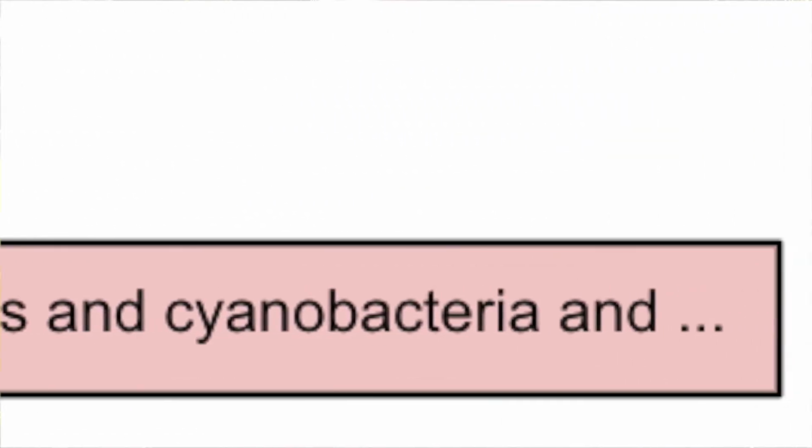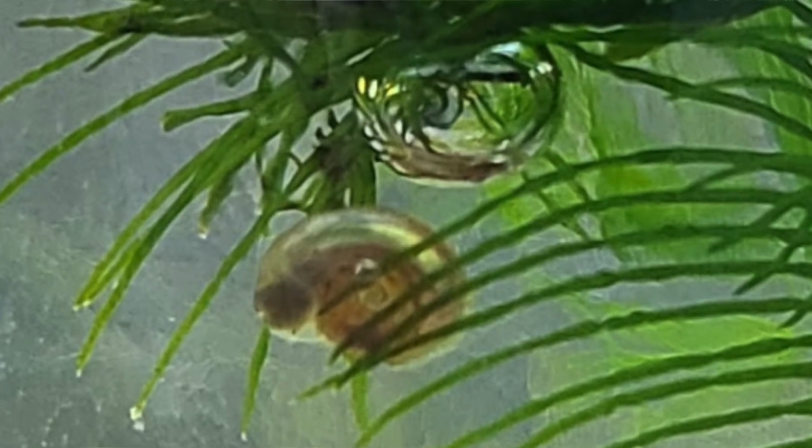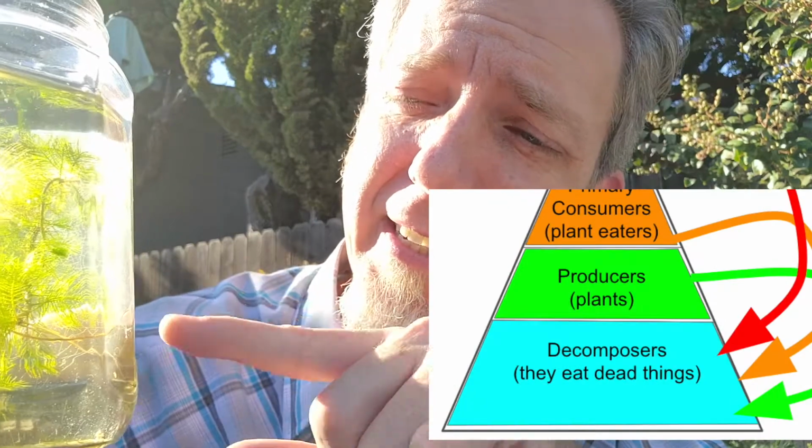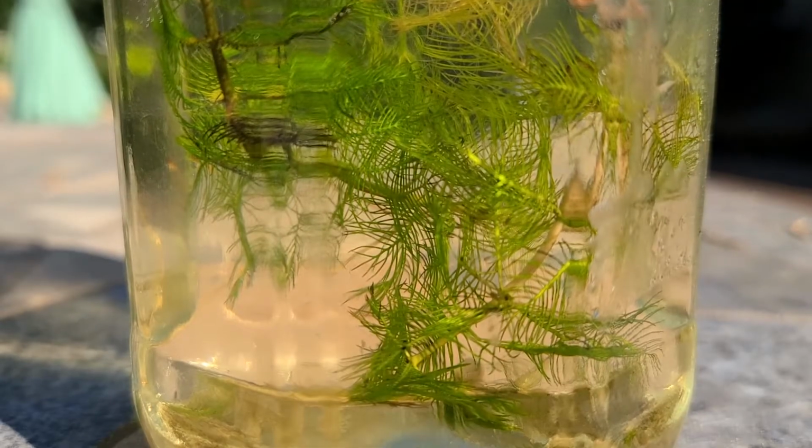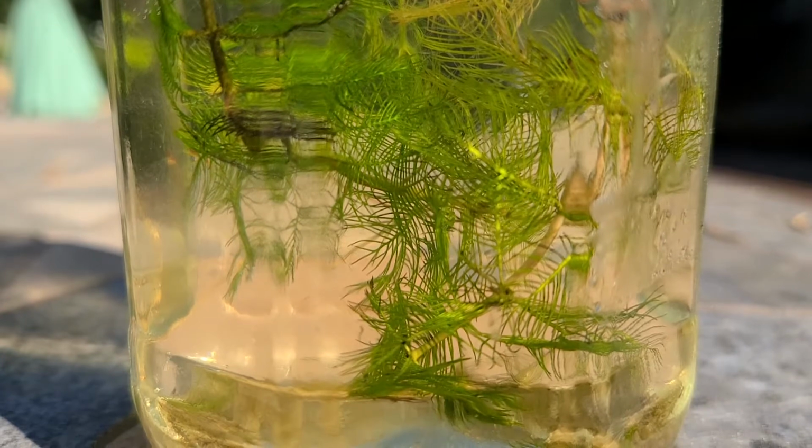The snail is eating some of that algae, so it's a consumer. The snail is probably eating some of the decomposing matter, so it's also a recycler, a decomposer, helping to recycle some of those dead nutrients from the dead and decaying matter. We've got some bacteria in there that are also decomposers. We've got the shrimp in there that's eating some microorganisms, like maybe some bacteria, some other algae that are in there.